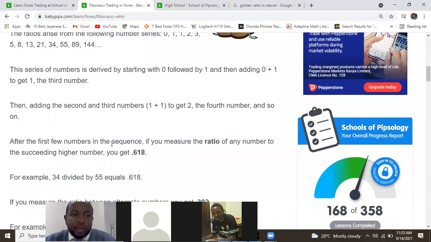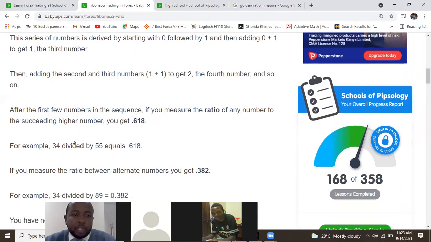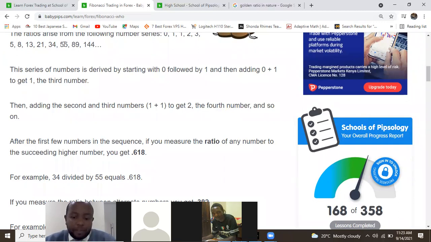After the first few numbers in the sequence, if you measure the ratio of any number to the succeeding higher number, you get 0.618. So now I hope you have your calculator there. For example, 34 divided by 55, I think you get 0.618. 55 divided by 89, you get 0.618. 21 divided by 34, you also get 0.618, and so forth.